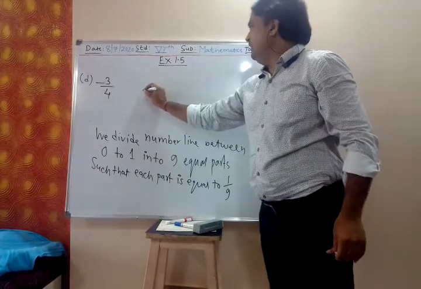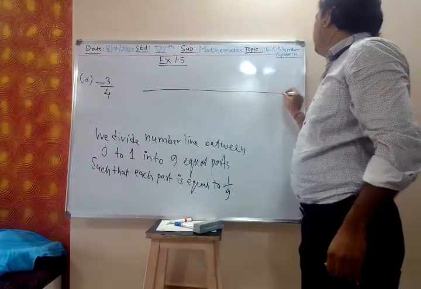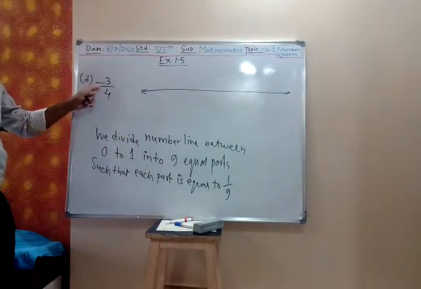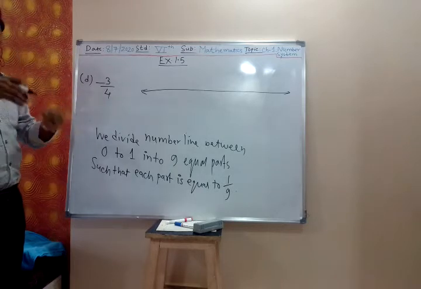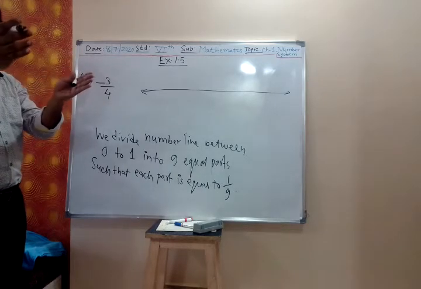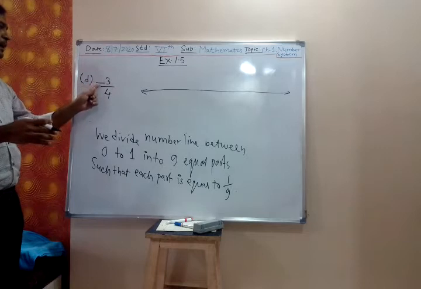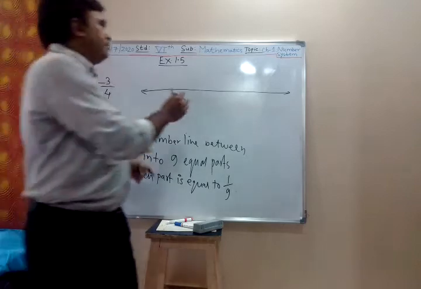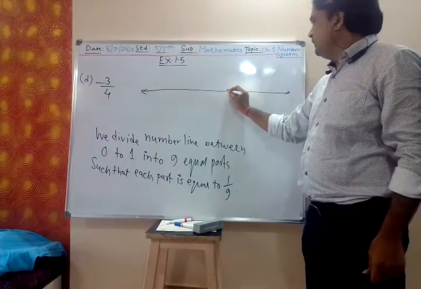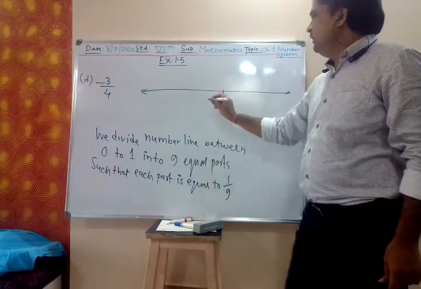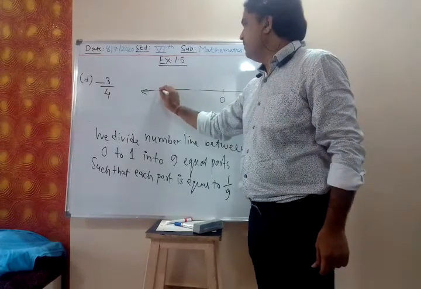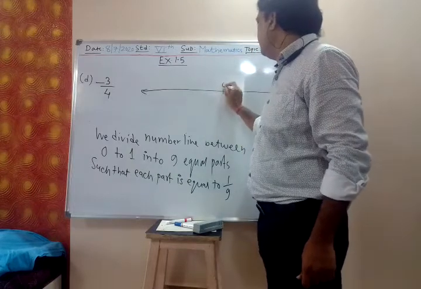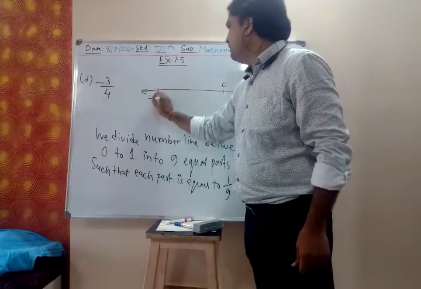Now we draw the number line. Now see here, the number is negative. If the number is positive, we take 0 to 1. Now the number is negative, minus sign, so I will divide the number line between 0 to minus 1. This is my 0, and somewhere it is minus 1.